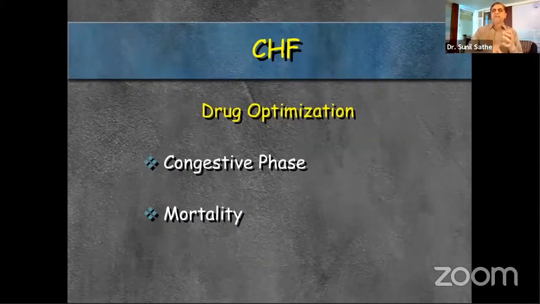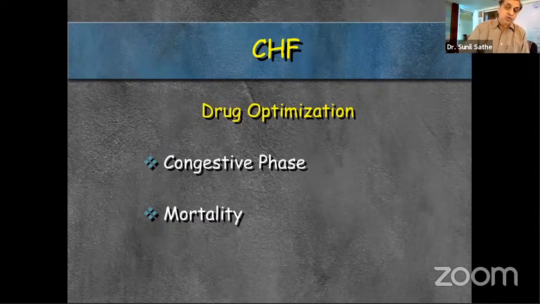So diuretics, maybe sometimes inotropes, all this will be required in acute decompensated heart failure. So the congestive phase optimization is by diuretics. The chronic phase is mortality. So I want to optimize, I want to reduce hospitalizations, I want to reduce mortality. So this is my drug optimization aim when I start using drugs.